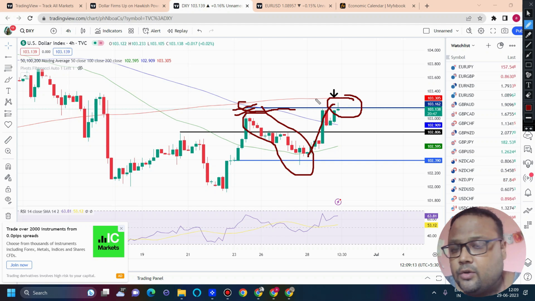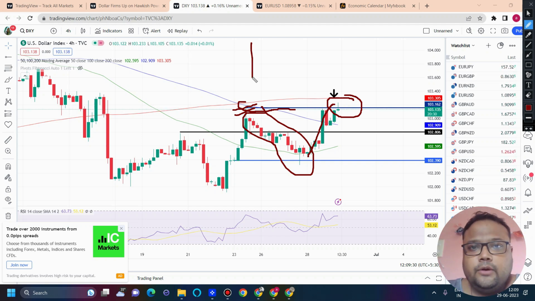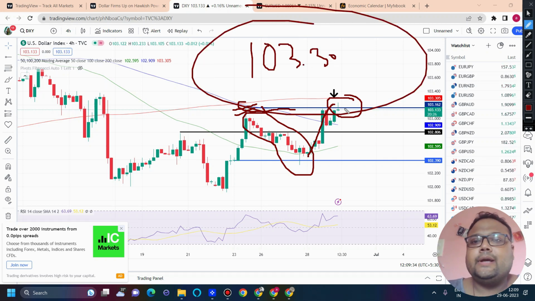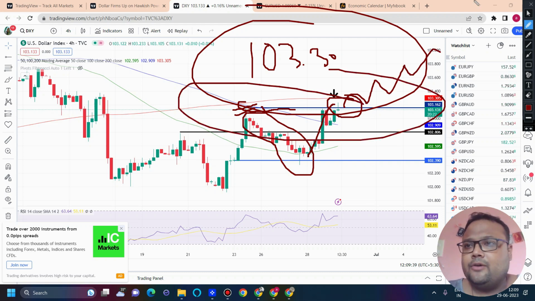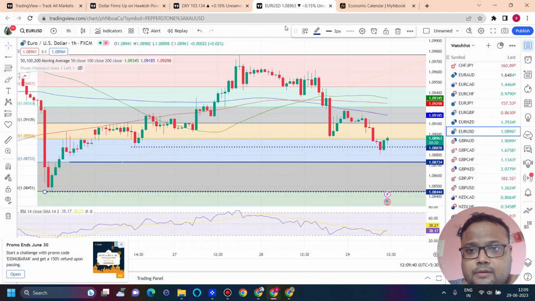And again, we have a 200 moving average here as well. To continue the upside, DXY will have to break 103.30. Only then can we consider that DXY is really in an uptrend. Right now, it is struggling around the previous high.